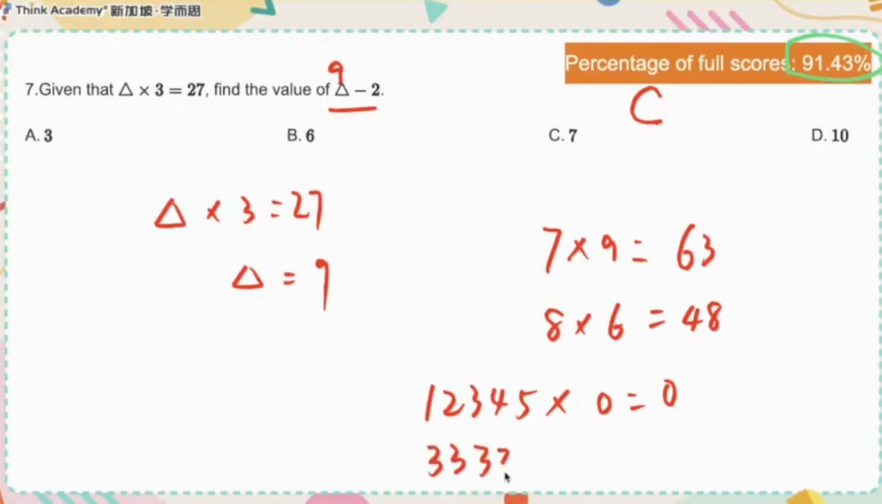3, 3, 3, 3, 3, 3 times 1. What is the answer? Okay, the answer is 3, 3, 3, 3, 3, 3. Be careful. 1 is just like a mirror. Anything times 1 is just the number itself. Okay, good job, everyone. So fast.